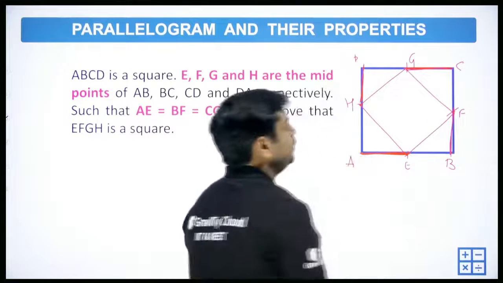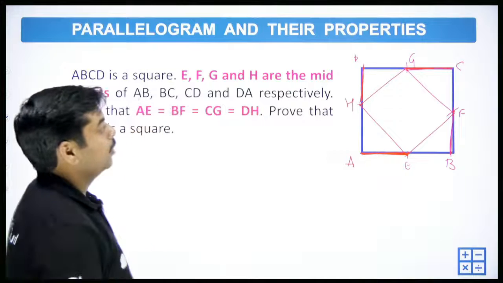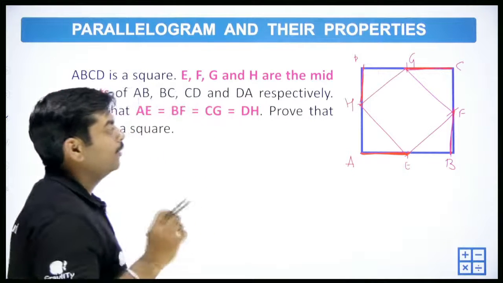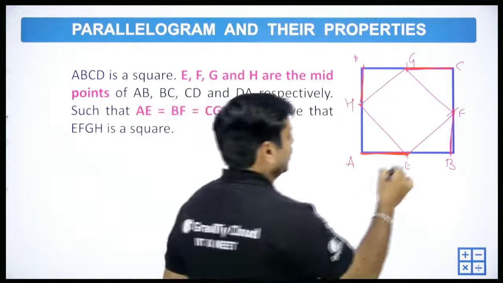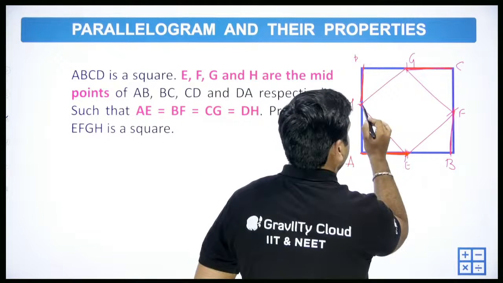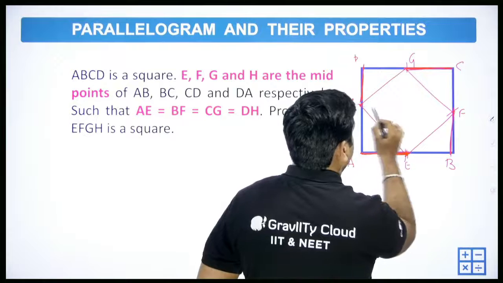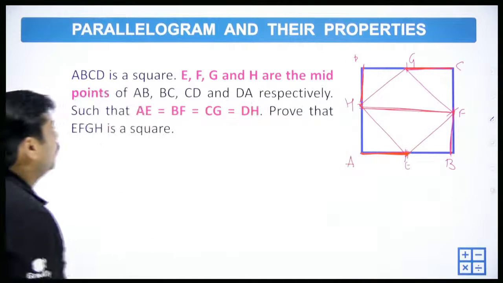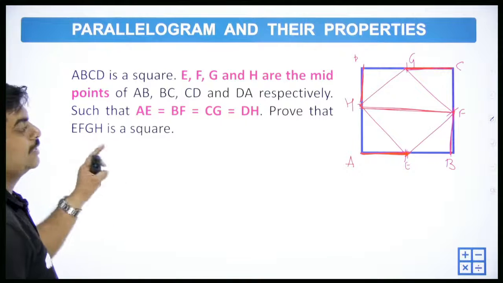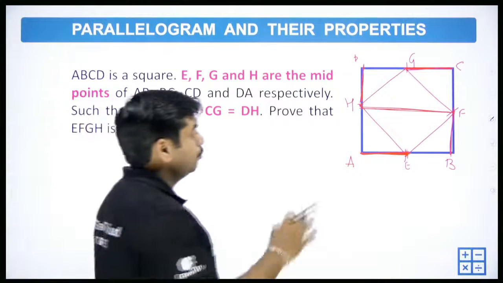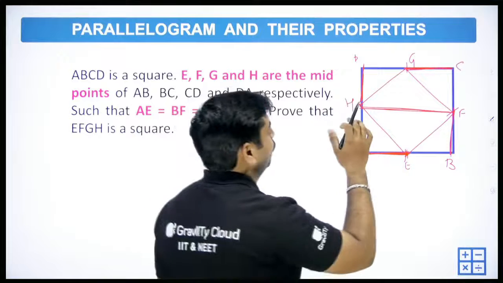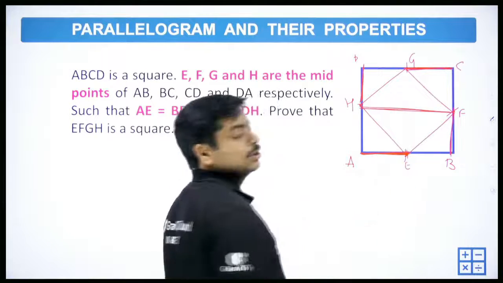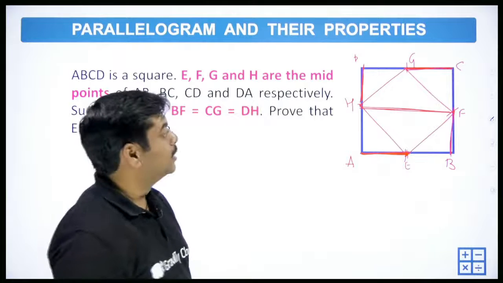Now carefully observe. We have a lot of triangles here, and just now we discussed the midpoint formula. We already have a midpoint here, correct? So let me join these two. Now what we need to prove? We need to prove that EFGH is a square. Let me first of all find at least that the opposite sides are equal. So how can we do that?